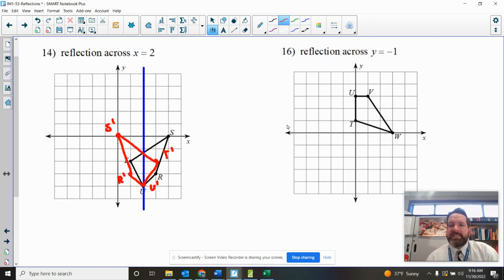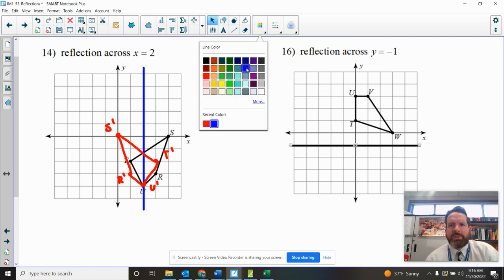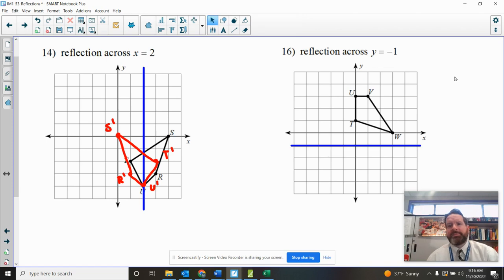Let's come over here and take a look at this next one. Line of reflection is at y equals -1. It's up to us to know. Y equals a number is a horizontal line, in this case at a height of -1. Once again, I'm going to change the color to make it easier to see what we're talking about. So that's my mirror. Now, let's start reflecting our points.